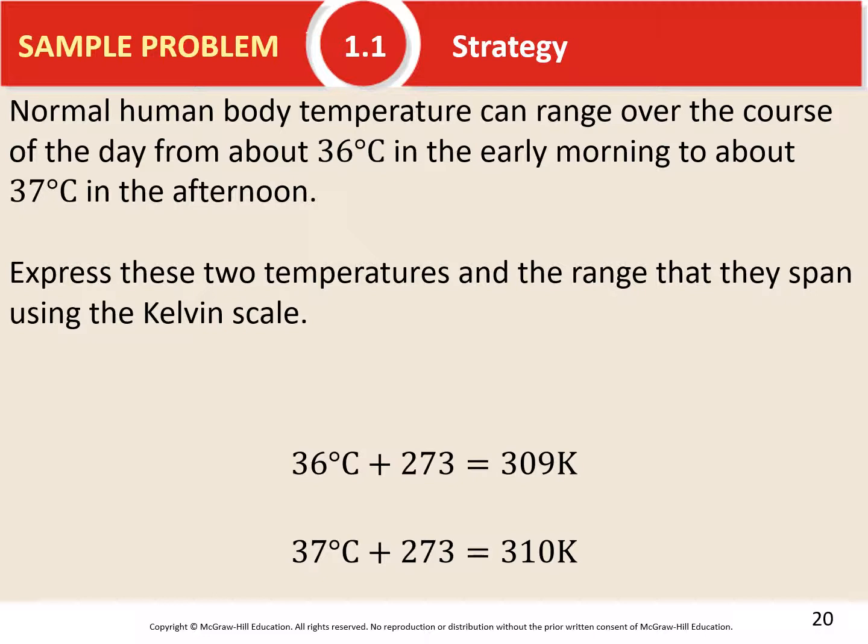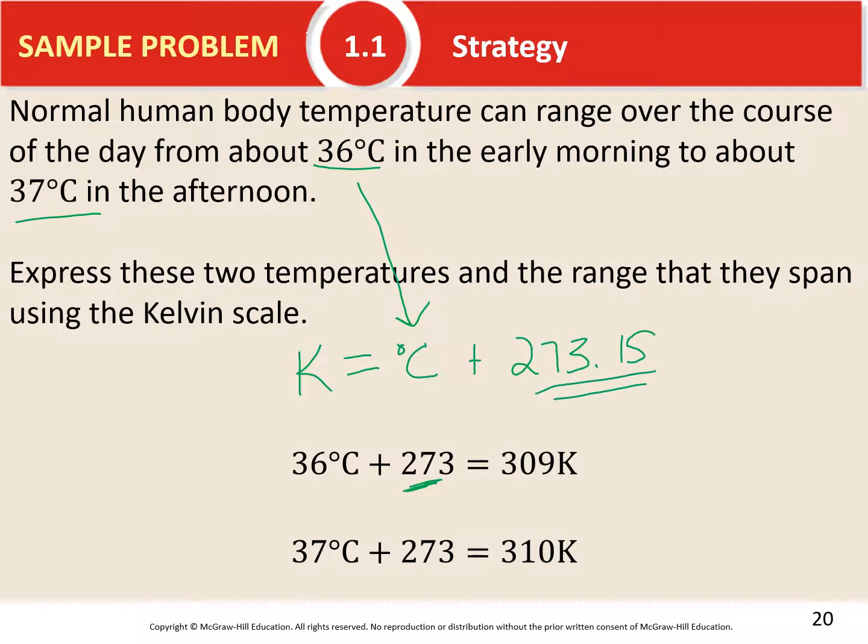So here's an example. Normal human body temperature can range from 36 to 37 degrees Celsius early morning to the afternoon. Express these 2 temperatures and the range they span using the Kelvin scale. So if Kelvin equals degrees Celsius plus 273.15, we are simply going to take 36 and add it in. Yes, this is rounded. Please use the decimal in all calculations unless you're told otherwise. Adding them together, you get 309. Take the second one, plug it in, add it to 273.15, you get 310.